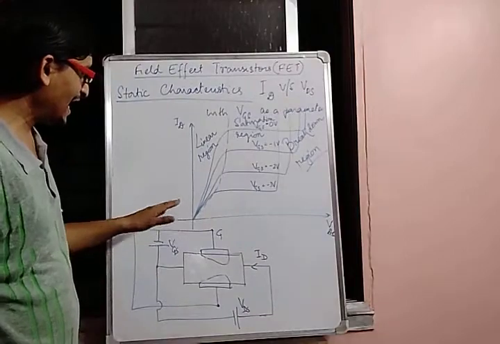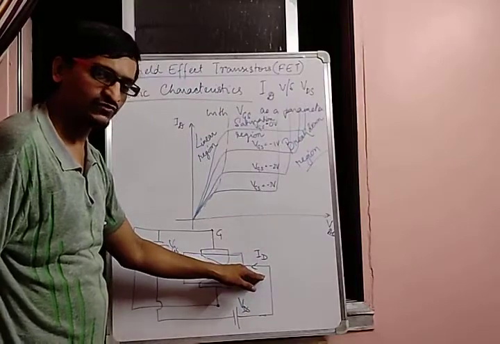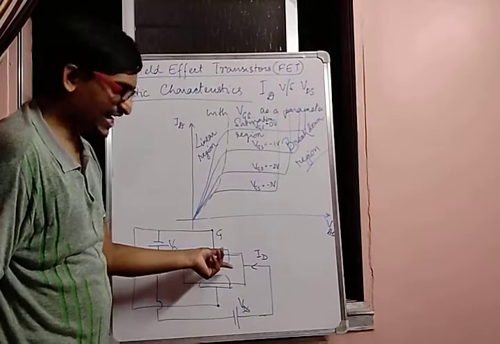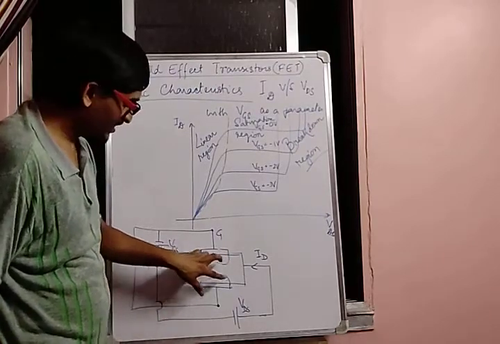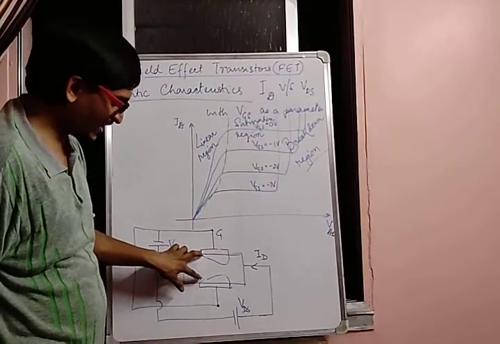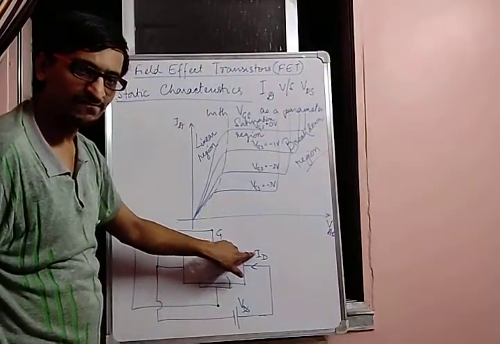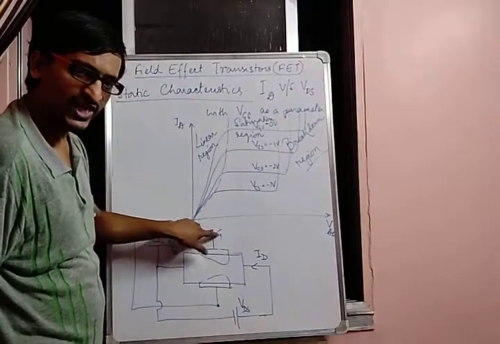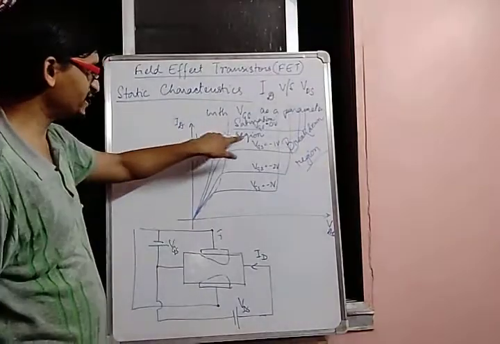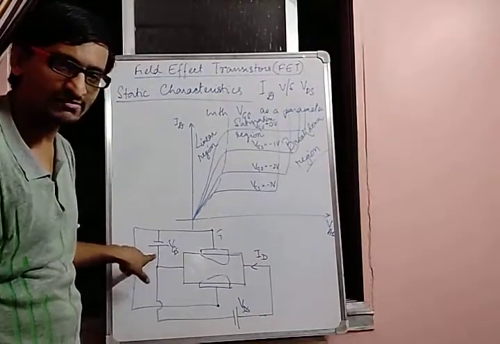Now what will happen as I go on increasing this drain to source voltage? This PN junction is getting reverse biased, and this reverse bias is more towards the drain terminal as compared to that towards the source terminal. Because if you are increasing this VDS, the voltage of the drain terminal is going on increasing. This gate voltage is 0 and the voltage of the source terminal is 0. For that reason your VGS is equal to 0.